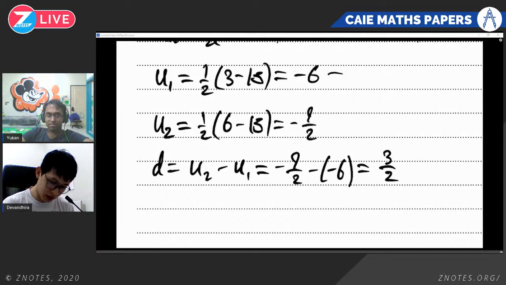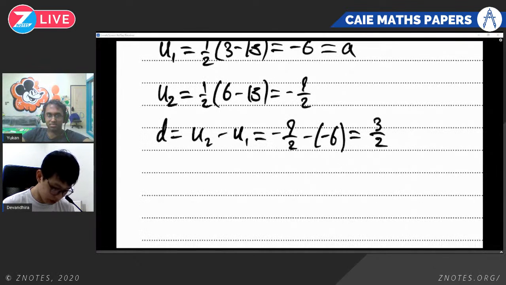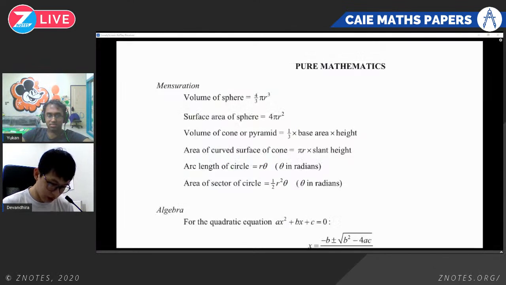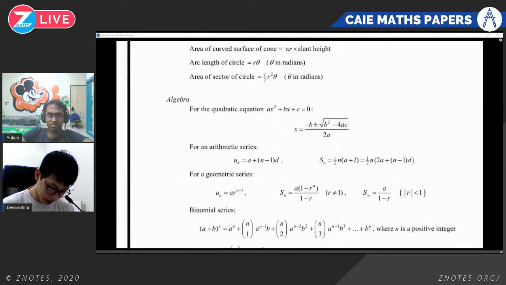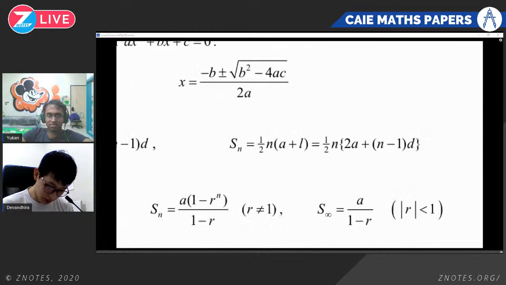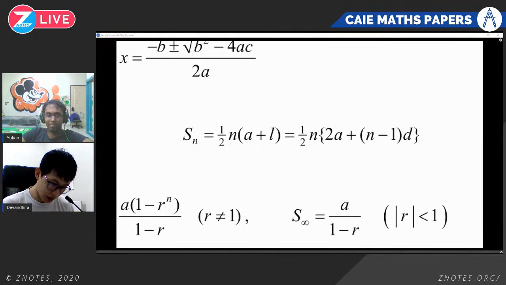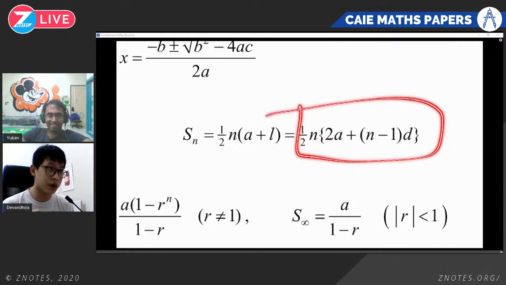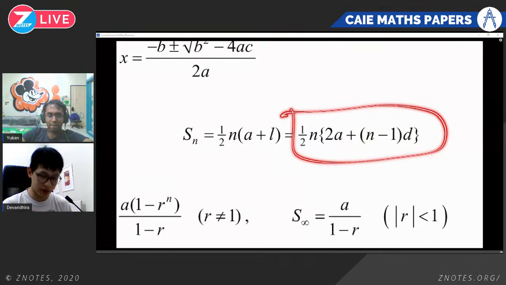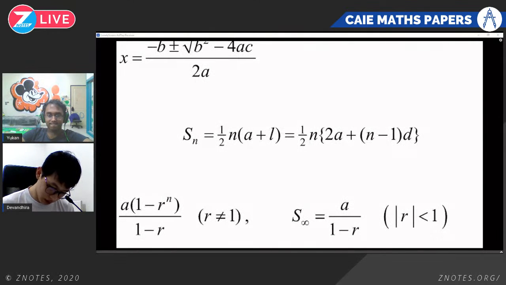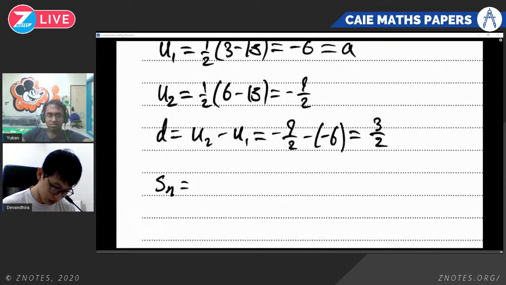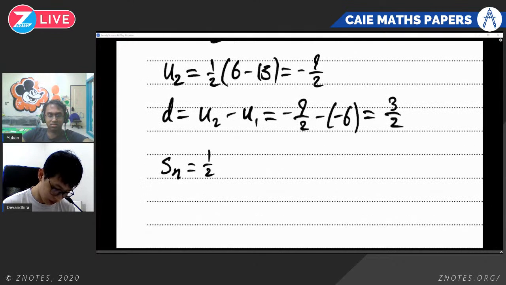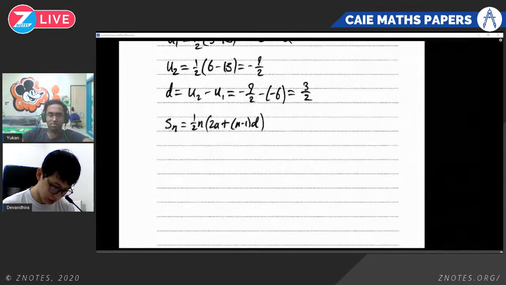All right, so we have our a right here, and this is our d. Now let's recall the sum formula. I don't really remember it honestly, but thank God for the formula sheet. We have the sum formula right here, and it's best that we use this one because we know the first term and the common difference. The a here is the first term, d is the common difference. So half n, 2a plus n minus 1 d. Let me write that down.